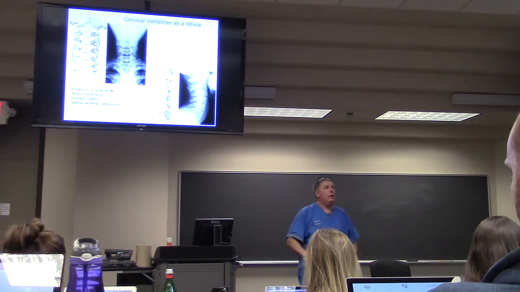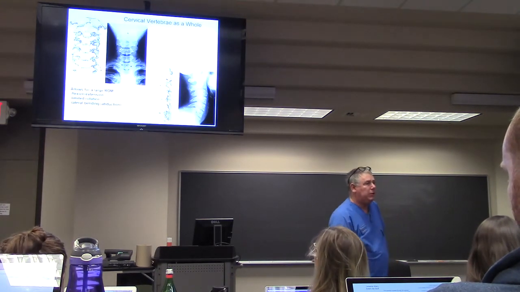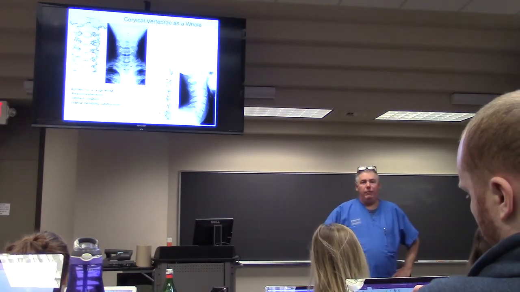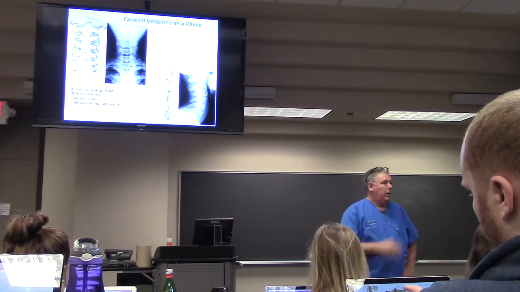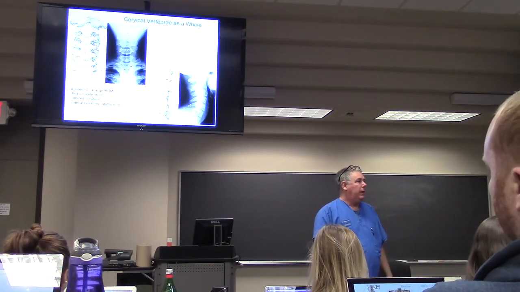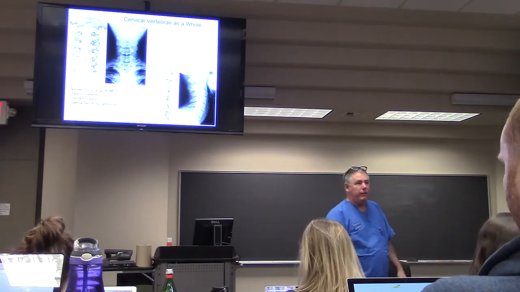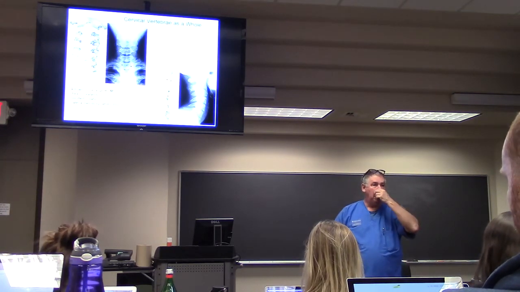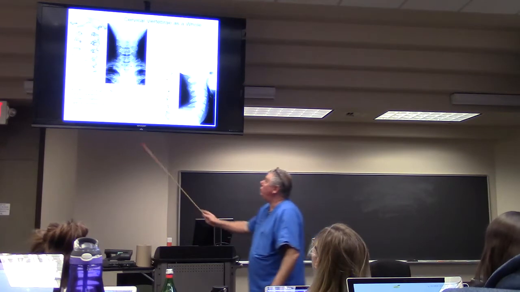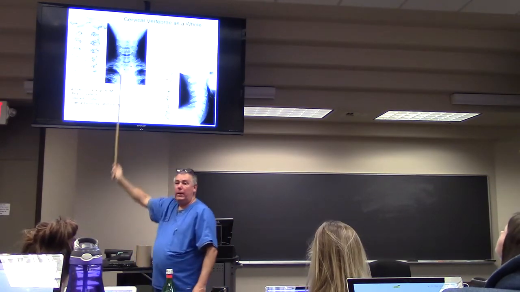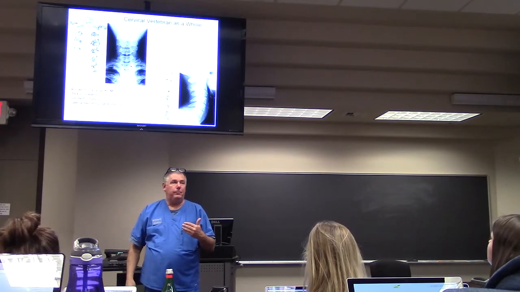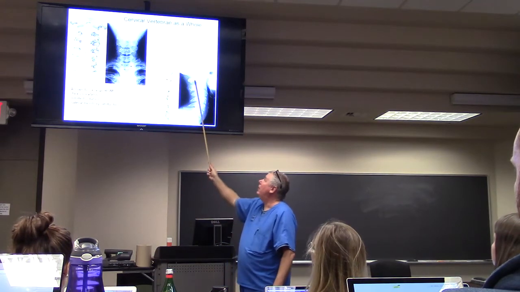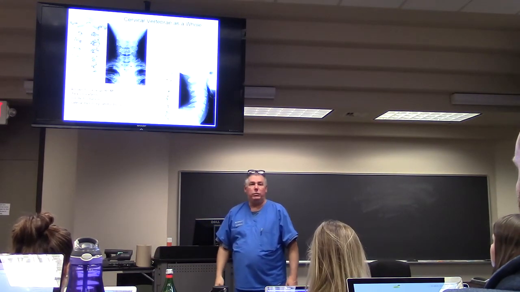This is how things look on plain films. When you say plain films, this is what you're talking about: having a person stand in front of a digital reader, or if it's an old X-ray, the plastic film that you've seen from years ago. From the anterior view, everything looks straight. There's no curvature. It's only when you turn it 90 degrees and reshoot it that you actually see the cervical lordosis.